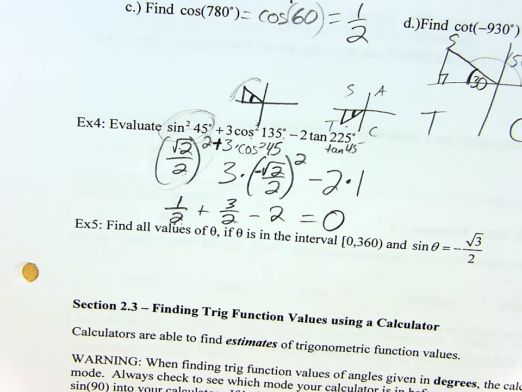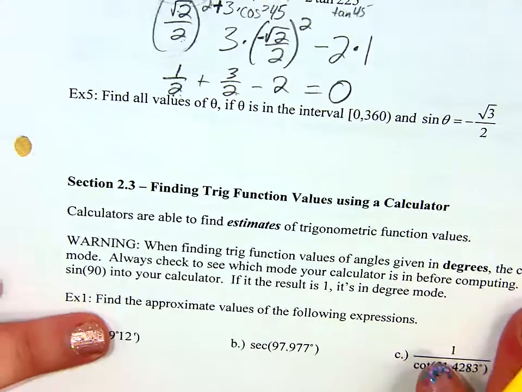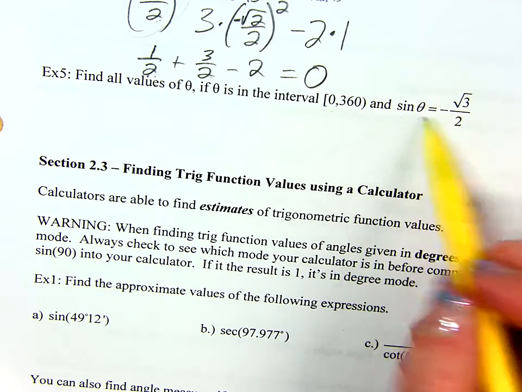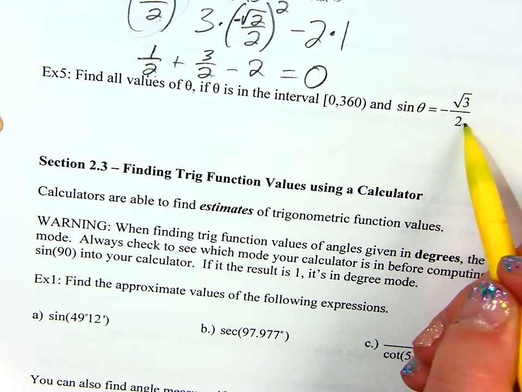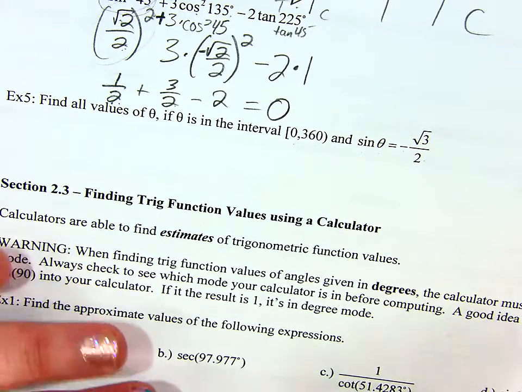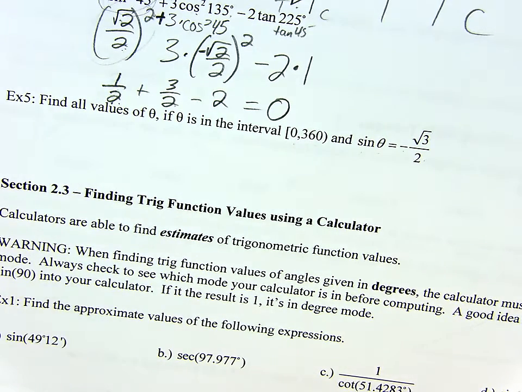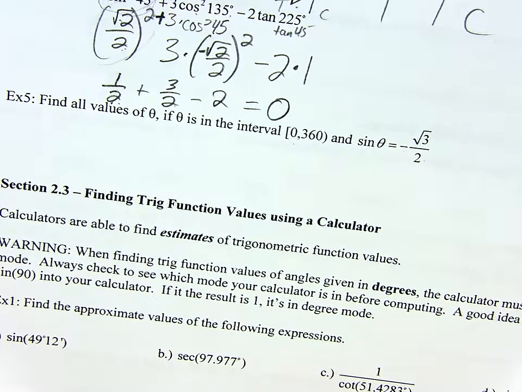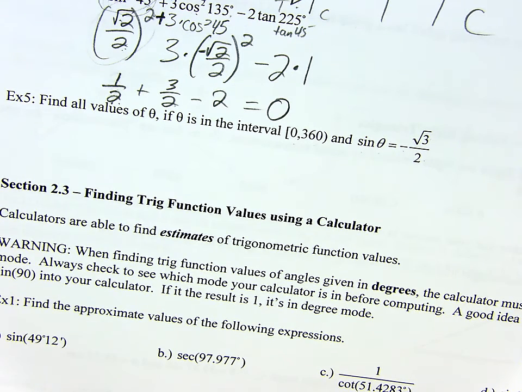Okay, one last problem. You ready? All right. So this one says, find all values of theta if theta is in the interval from 0 to 360 and sine is equal to negative root 3 over 2. What? All this is saying is kind of working the other way around. Instead of me saying, hey, what's sine of 45 degrees? It's saying, hey, here's a random sine value. Tell me every angle that has that sine value. That's basically what they're doing.